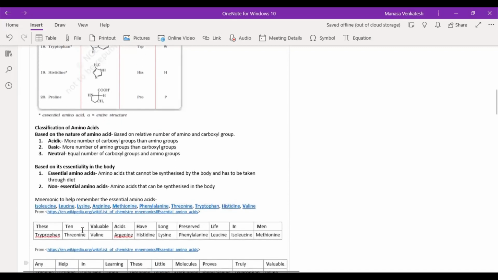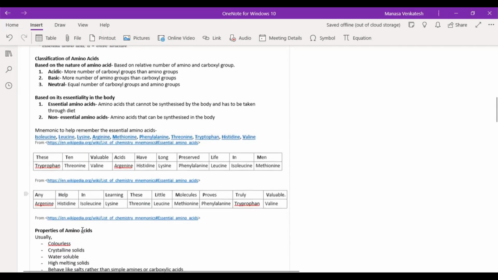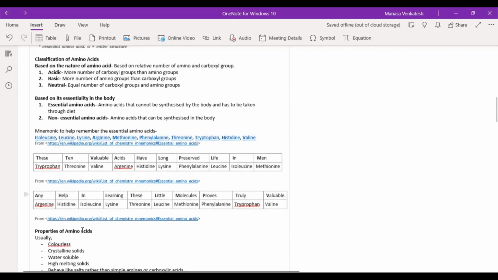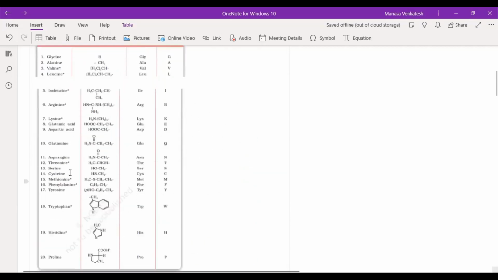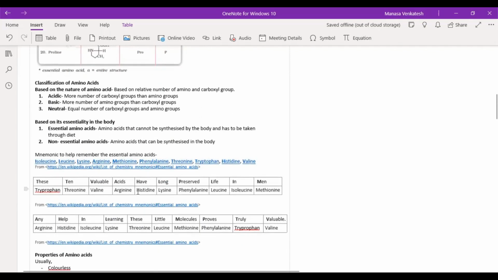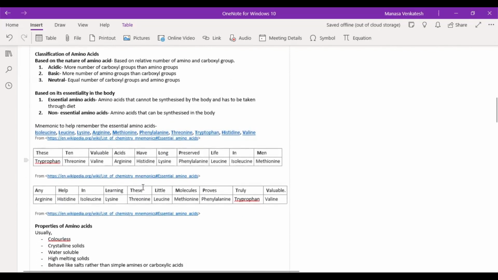So the remaining amino acids are, oh, arginine spelling is wrong. So the remaining amino acids which are there up here are non-essential. Apart from the ones which are written over here, the remaining are non-essential amino acids.